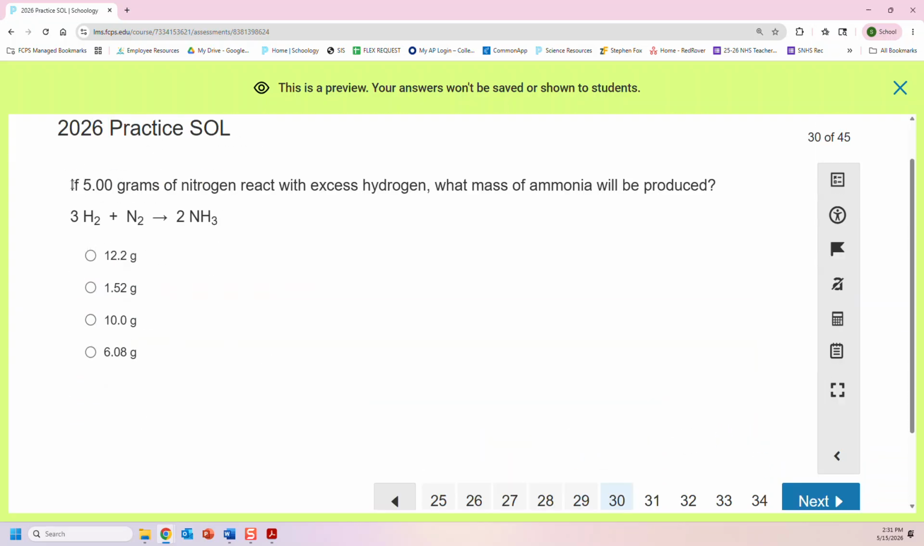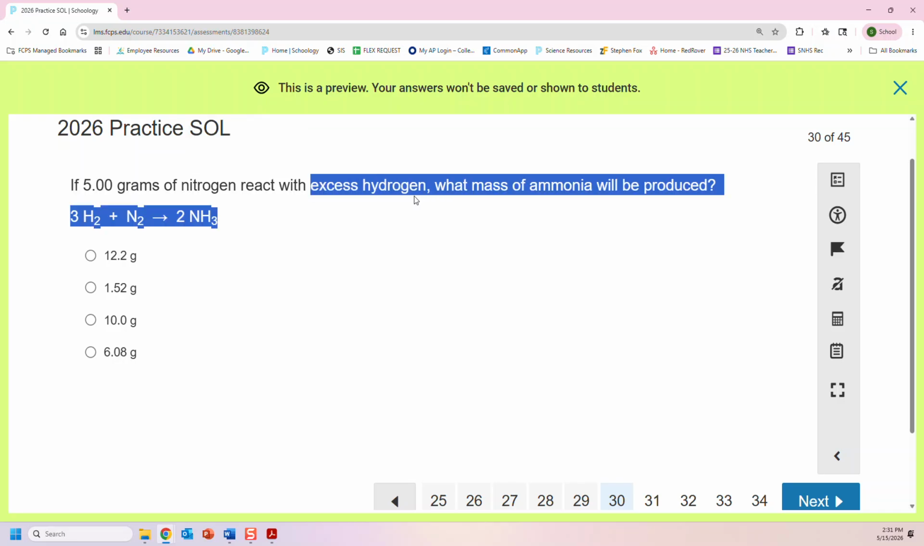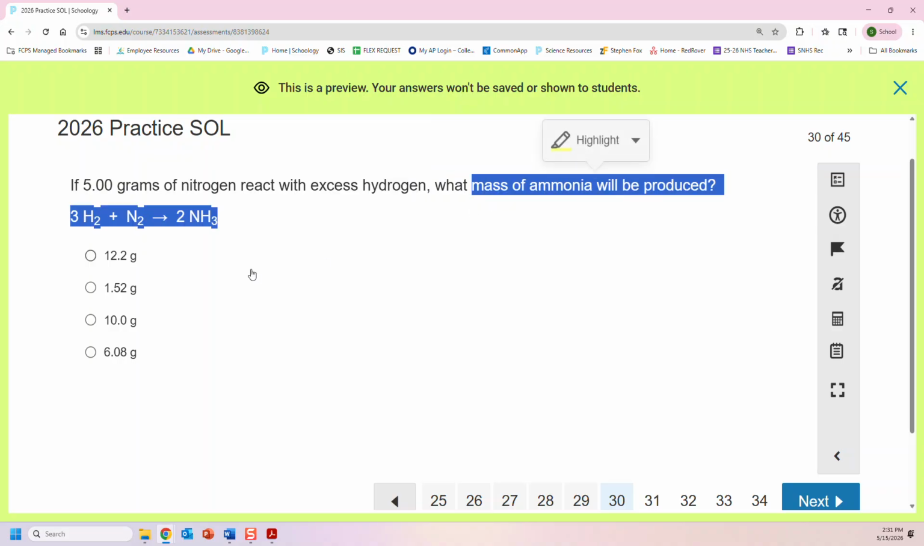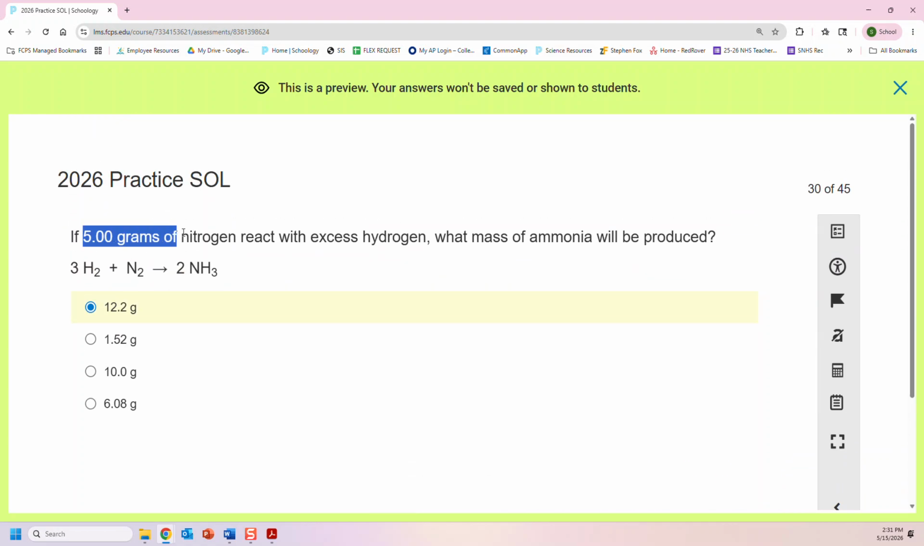All right, so here we have 5 grams of nitrogen reacts with excess hydrogen. So remember, when they tell us we have excess hydrogen, that means we have unlimited hydrogen, essentially. We want to know how much ammonia we can get in terms of mass. So it's stoichiometry. They have our balanced equation for us, so that's already done for us. So what do we got to do? We got to take the grams of nitrogen and first convert it to moles of nitrogen. Once I have moles of nitrogen, times 2 over 1 would give me moles of ammonia. And then once I have moles of ammonia times the molar mass of ammonia would give me grams of ammonia.